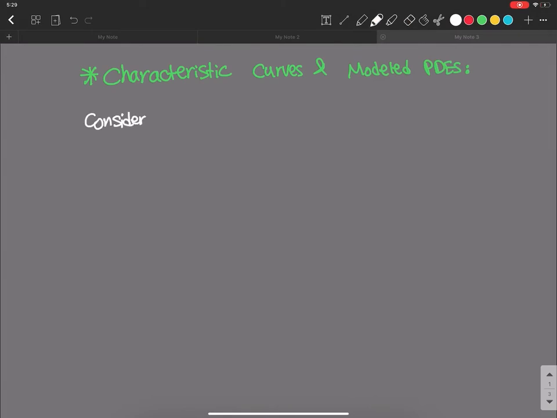consider a simple advection equation with the form partial u over partial t plus v partial u over partial x equals 0. And this is equation 1. Okay.